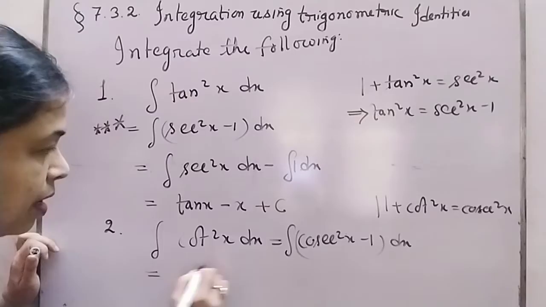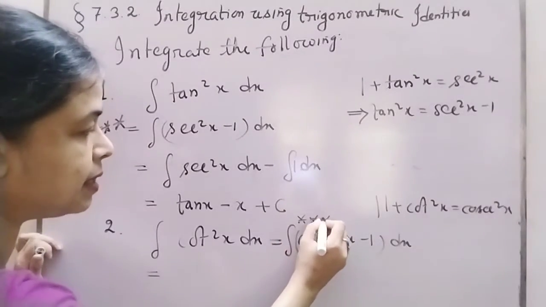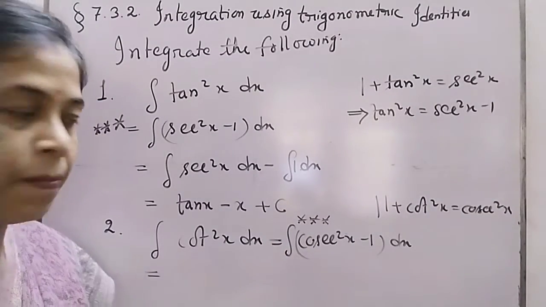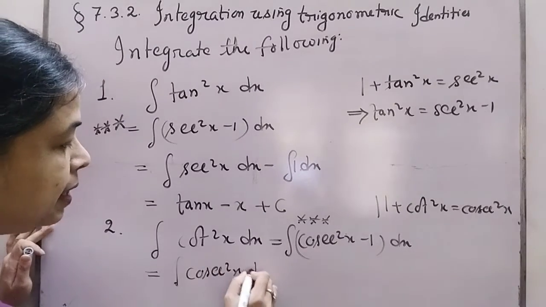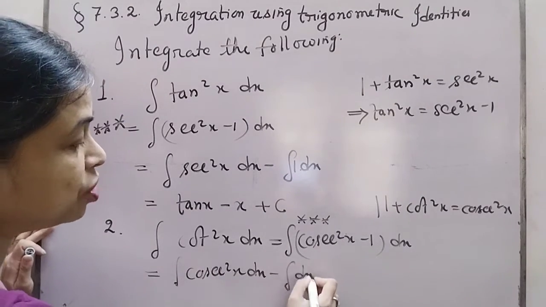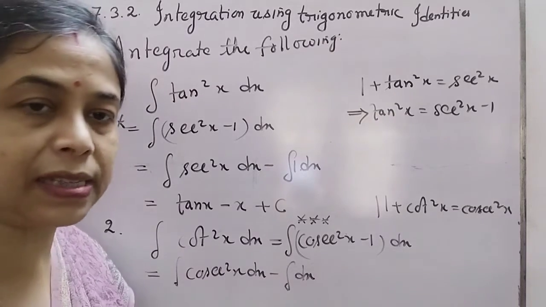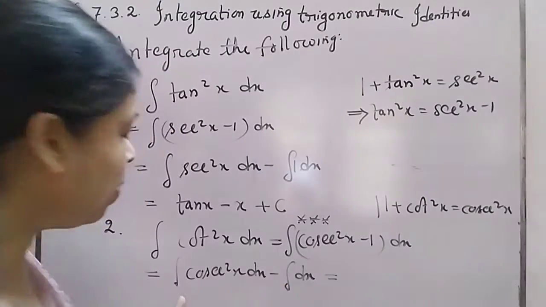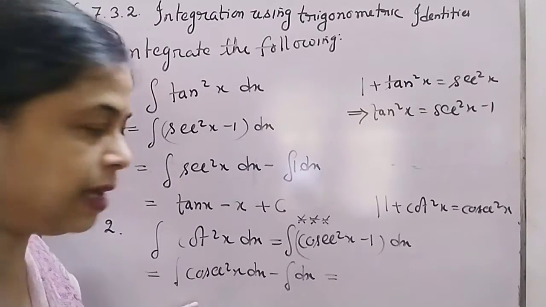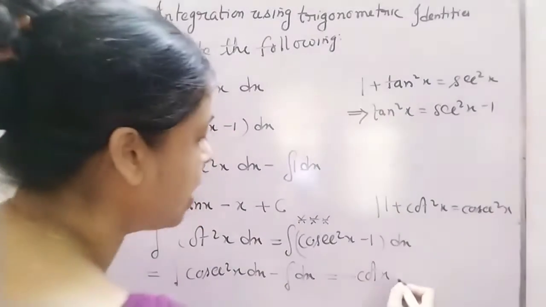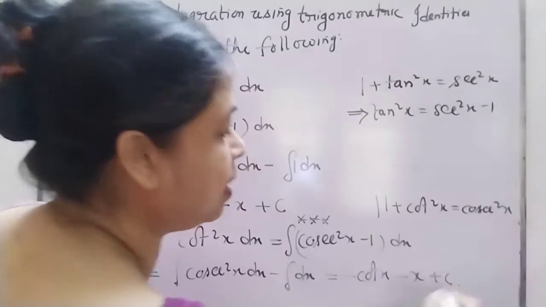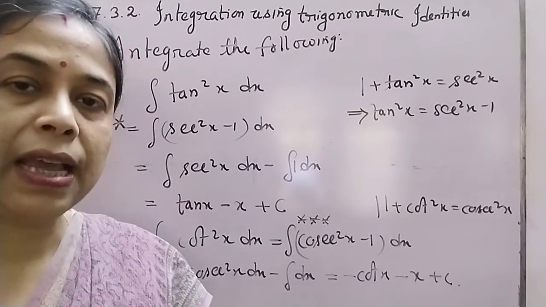Okay, so what is the integration of cosec square x? Let us separate it. This step here you have to remember. I just put the star marks to remember the steps. So I am going to separate it into integration of cosec square x dx minus integration of dx. 1 dx, as I told you earlier, is dx. So what is the integration of cosec square x dx? It's minus cot x. And integration of dx is x plus c.